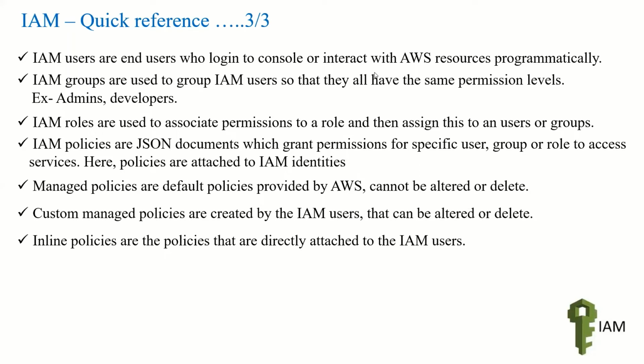IAM roles are used to associate permissions to a role and then assign this to a user or group. IAM policies are JSON documents which grant permissions for a specific user, group, or role to access the services. So here the policies are attached to IAM identities. IAM identities are the IAM users.